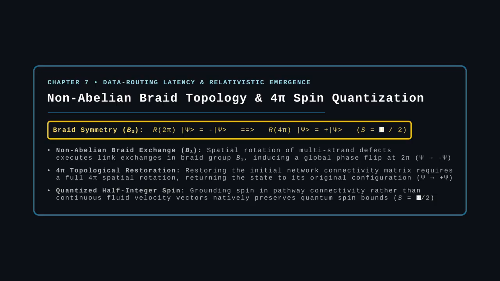When a multi-strand braided graph defect undergoes a 2π spatial rotation, directional links executing exchange operations within the non-abelian braid group, B3, introduce a global phase sign inversion, turning ψ into negative ψ. A full 4π rotation is required to restore the original network connectivity matrix, turning ψ back into positive ψ. Because this permutation symmetry depends on the topological connectivity of the graph pathways rather than continuous vector signs, composite defects natively preserve quantized half-integer spin, where spin s equals ħ over 2.